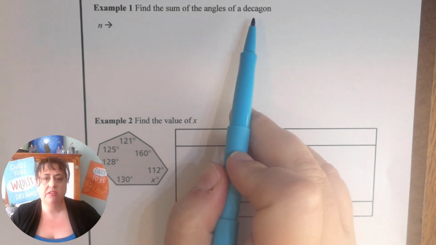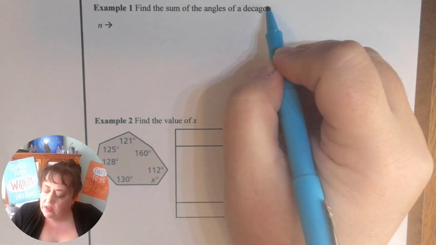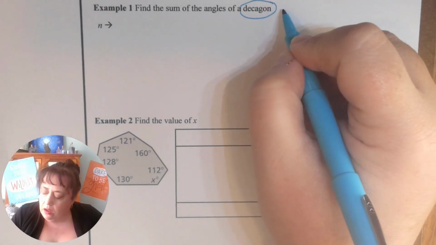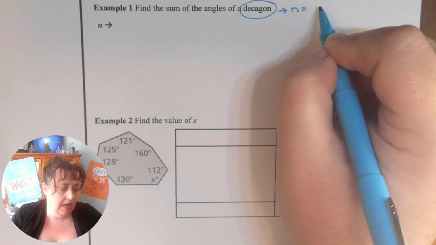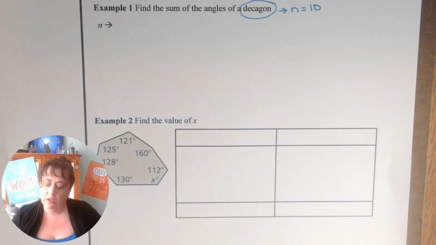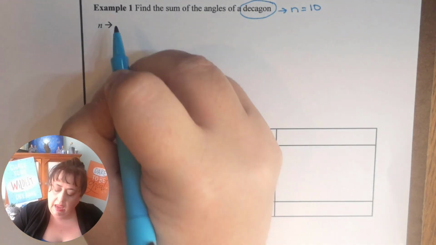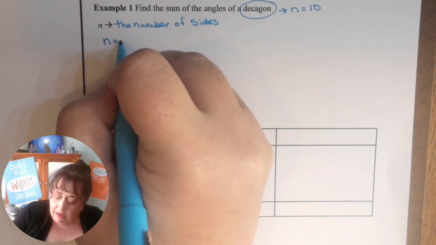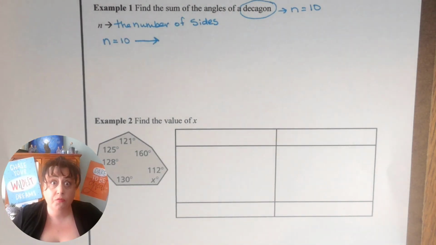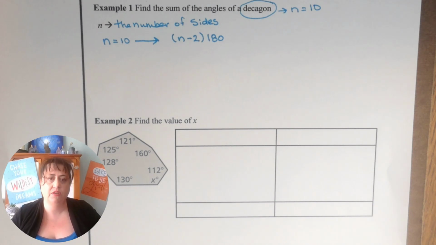Find the sum of the angles of a decagon. Well, we have to remind ourselves what a decagon is. A decagon means n equals 10. It's a 10-sided figure. So the number of sides is 10. N means the number of sides. N equals 10. And we're going to put that into our new formula that we just found. N minus 2 times 180.